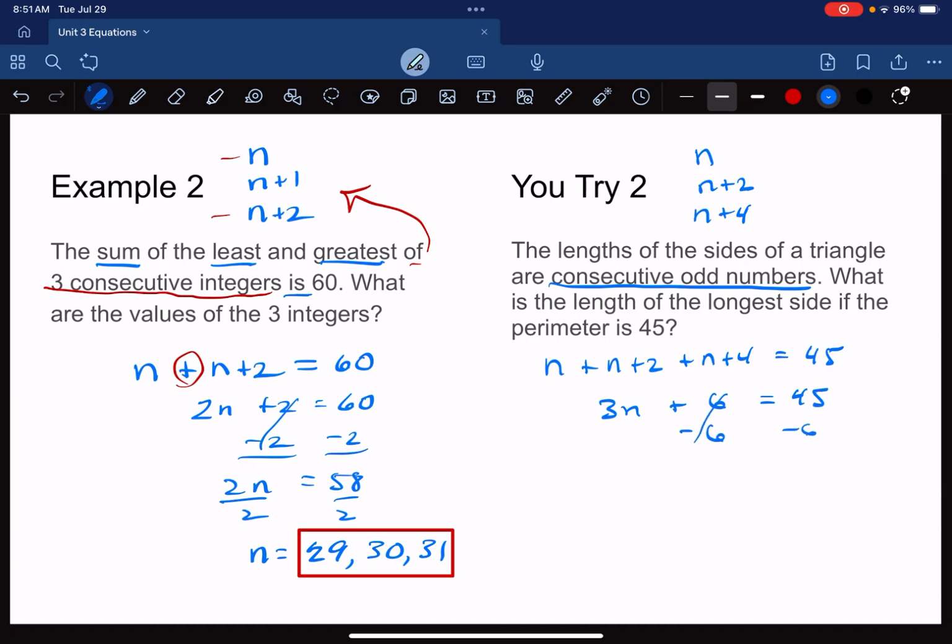Subtract 6. Divide 3. 13. So the lengths of the sides. It says, what's the length of the longest side? Well, this one's 13, this one's 15, and this one would be 17. So it looks like 17 is the longest side.